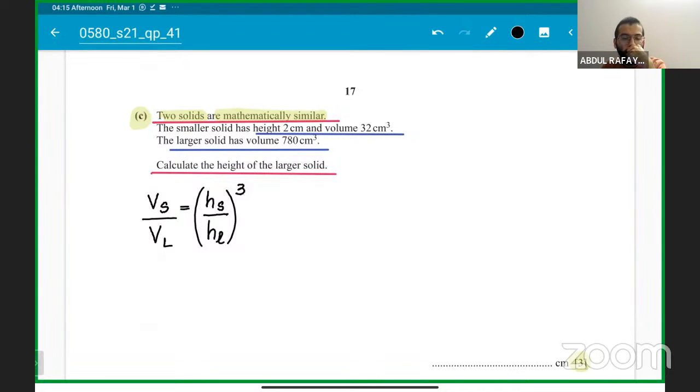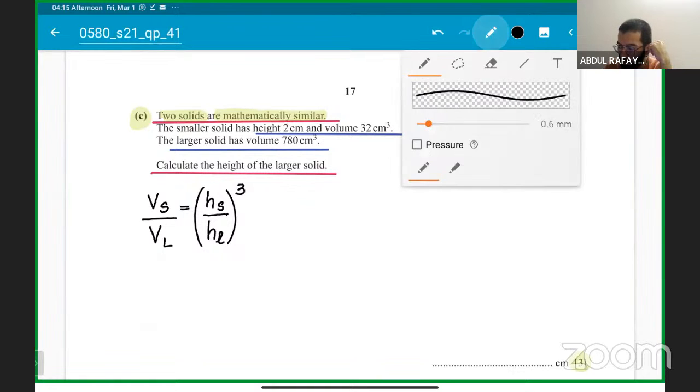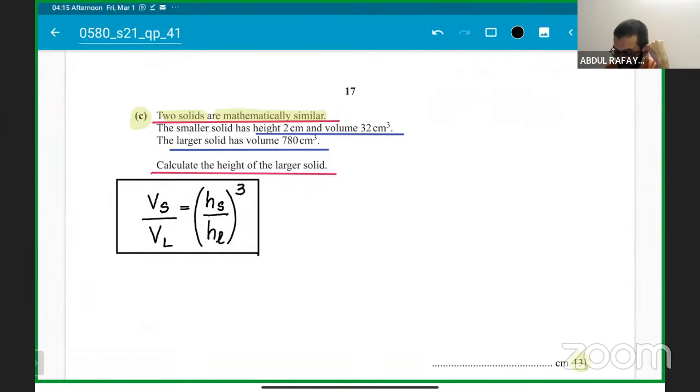Okay. Is everyone getting it? I'll repeat. This is the formula applying the volume of the similar shapes. It's basically cube of the heights. Okay. Getting it, guys? Clear? Following everyone? So we just have to do the same thing.